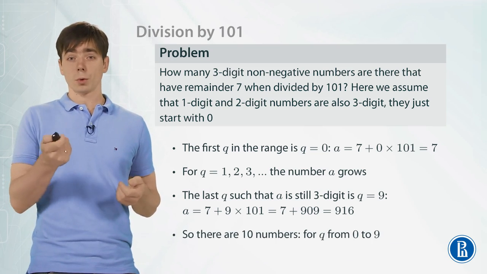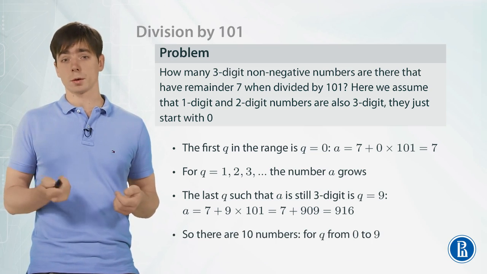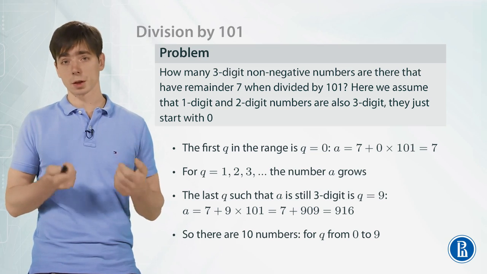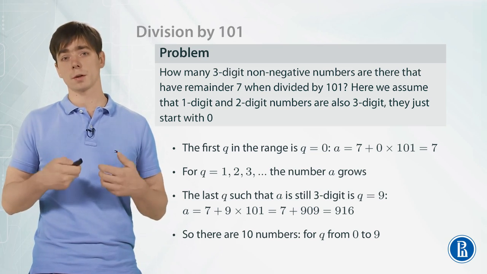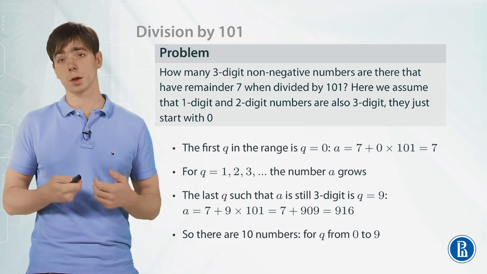So a falls in our interval, a is 3-digit, for q from 0 to 9. There are 10 such values of q, so there are 10 3-digit numbers that give remainder 7 when we divide them by 101.